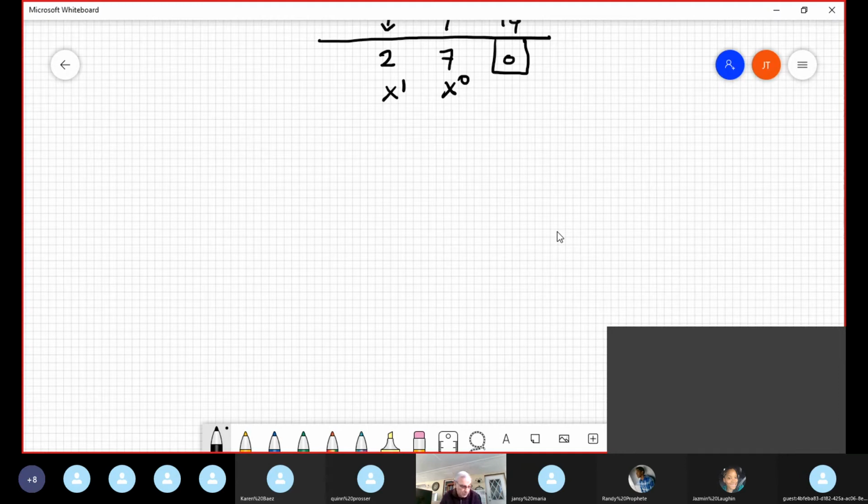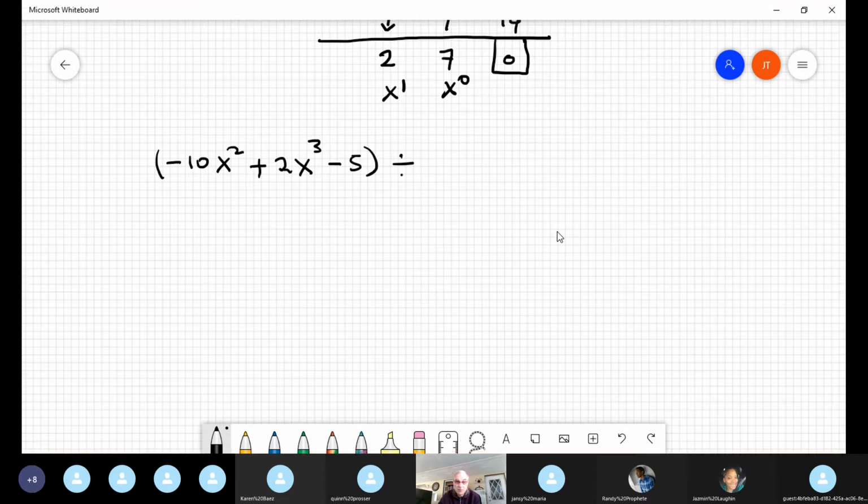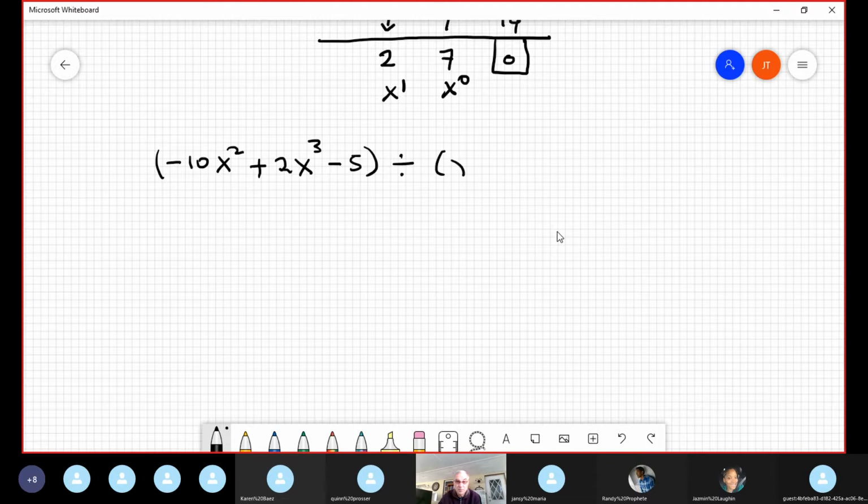So let me try another example. And after I want to illustrate the application of the synthetic division in the solution of the zeros of the polynomial, right? Look, this weird example. This is weird to confuse you. The organization is minus 10 x squared plus 2 x cubed minus 5 divided by x minus 4.